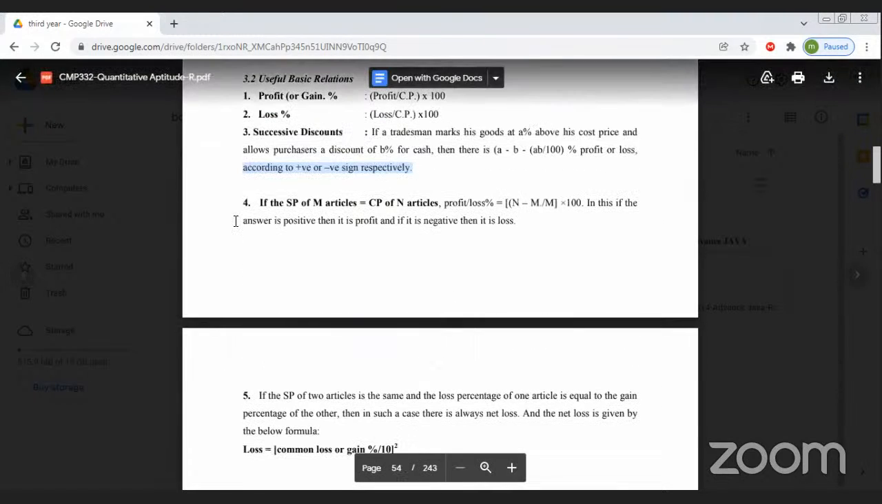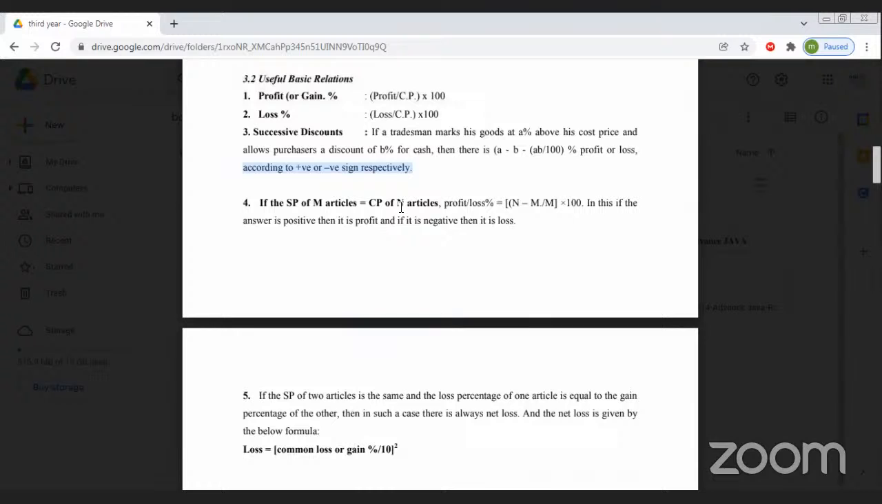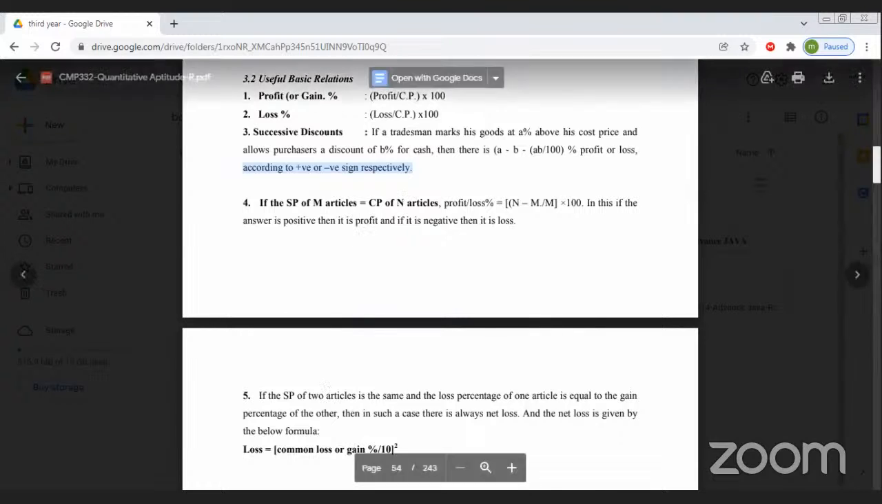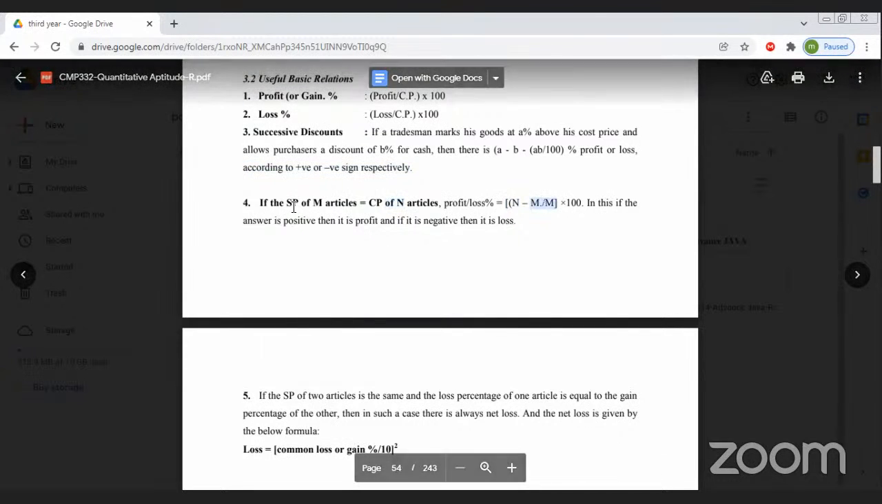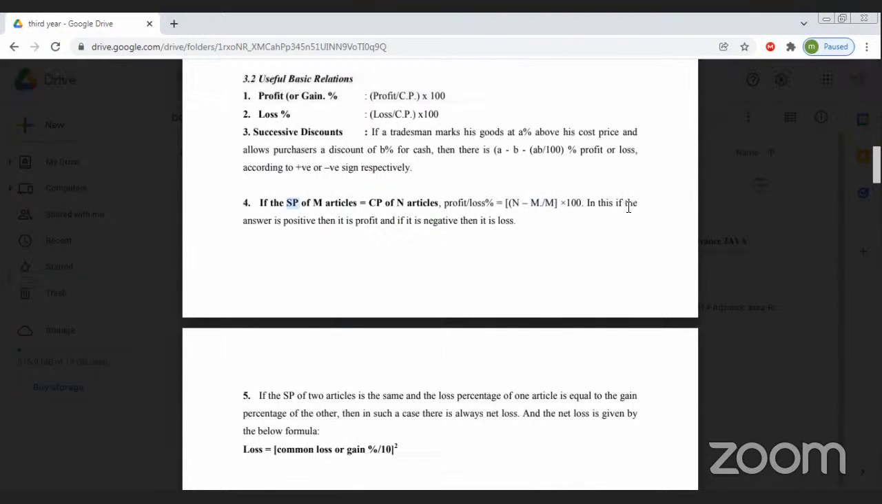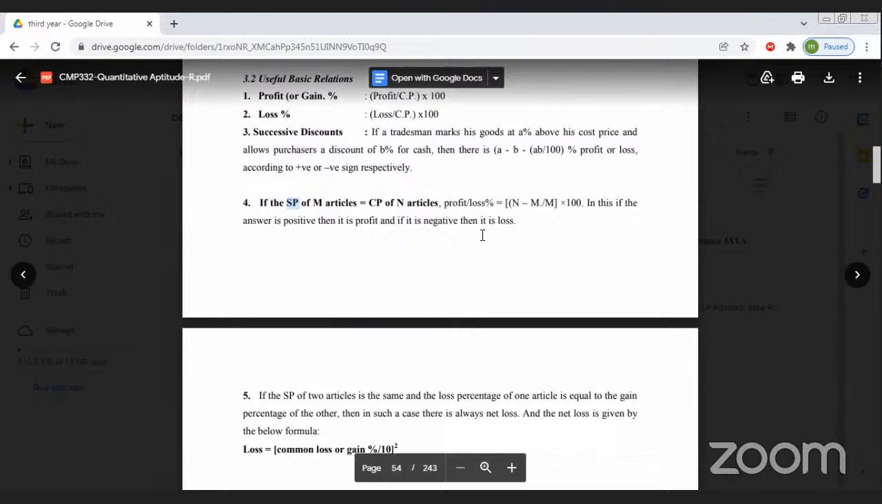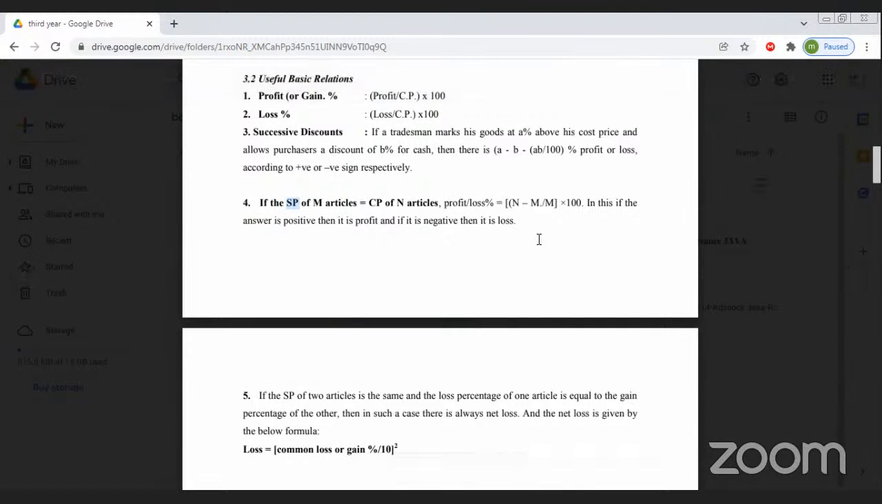Below is what if the SP of M articles equals the CP of N articles. Profit or loss percent is given by this formula, where N stands for the CP of N articles and M stands for the SP of M articles. If the answer is positive, then it is profit, and if it is negative, then it is loss.